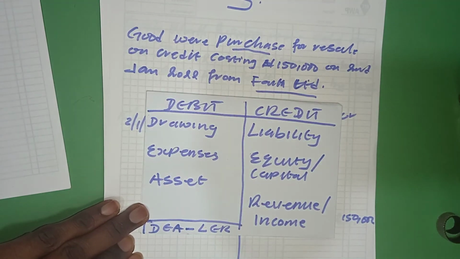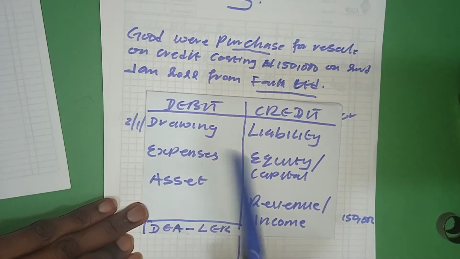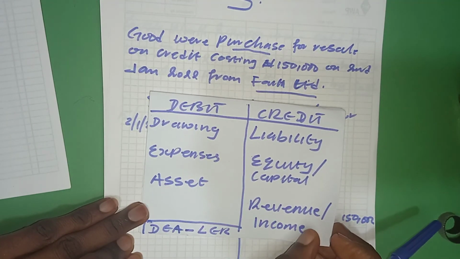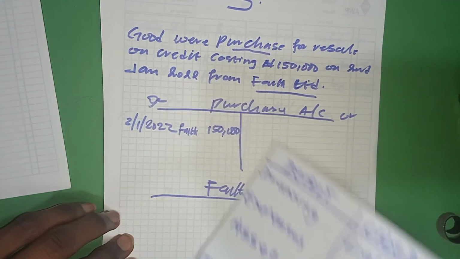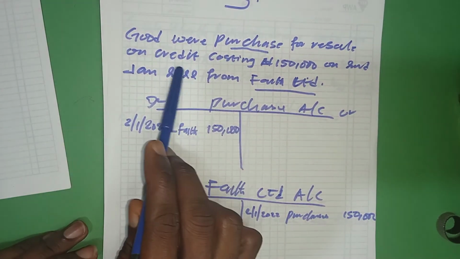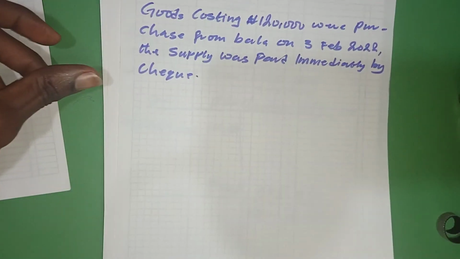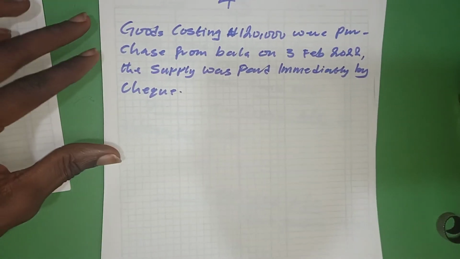We purchase, which falls under asset, stock. It's a current asset. It will debit our purchases. You understand? Good. That is how we solve this one. This one is on credit. Now, let's do another of these that is on cash so that you see how it will go. Number 4 question.